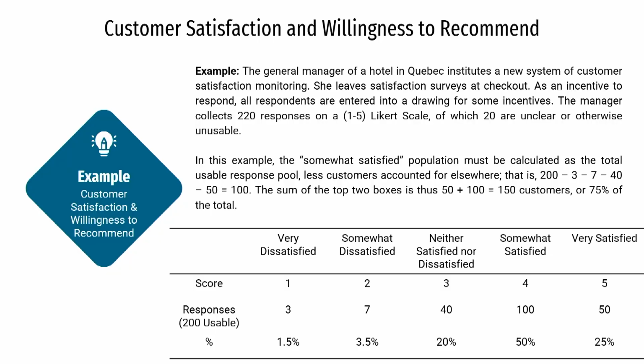So, in this example, the somewhat satisfied population must be calculated as the total usable response pool less customers accounted for elsewhere. So, 200 minus 3 minus 7 minus 40 minus 50 equals 100, right. So, this is how many service sector companies conduct the survey in order to understand the satisfaction and willingness to recommend.